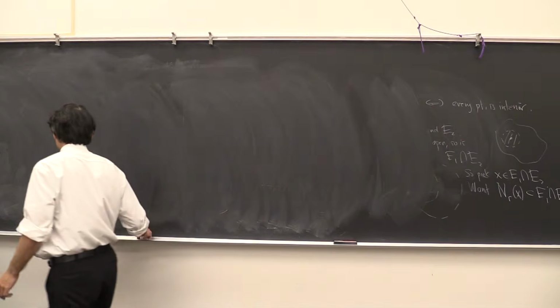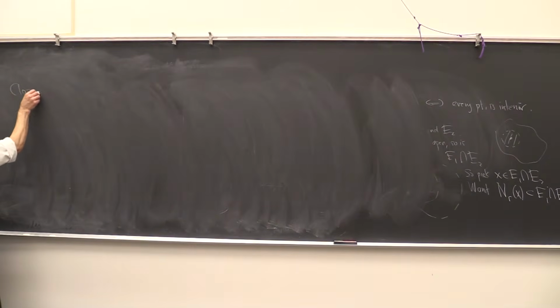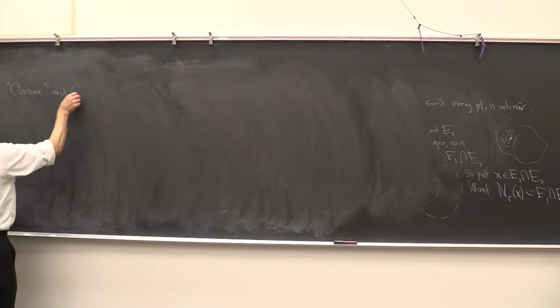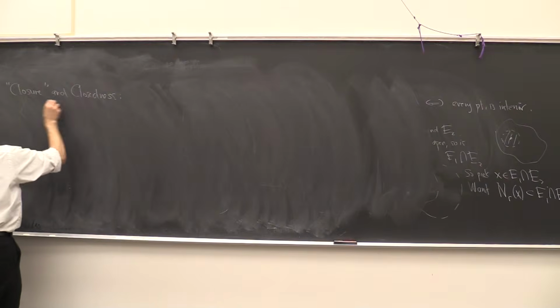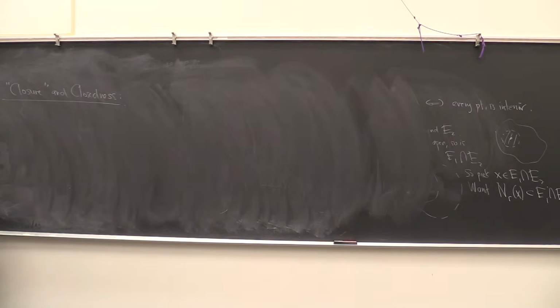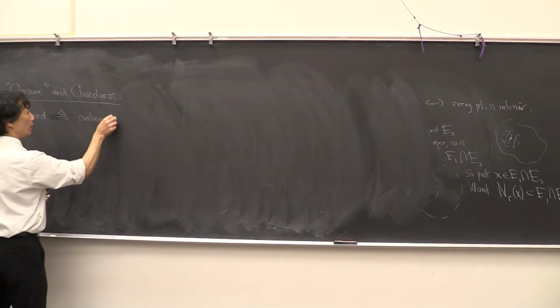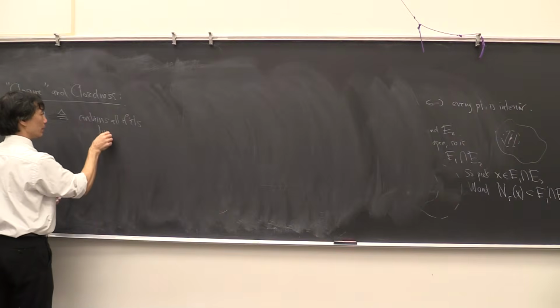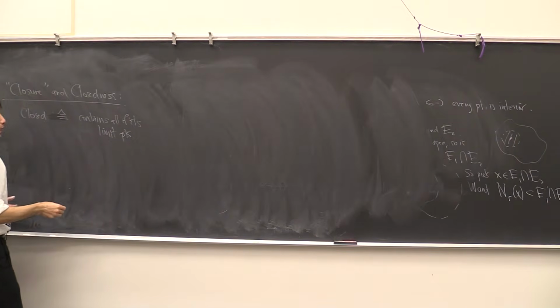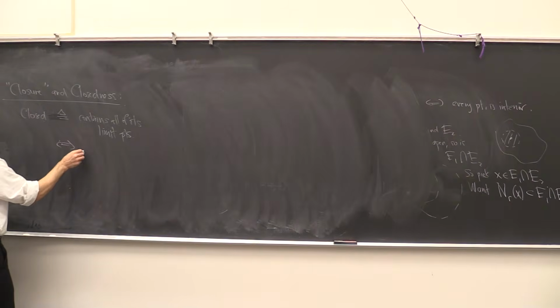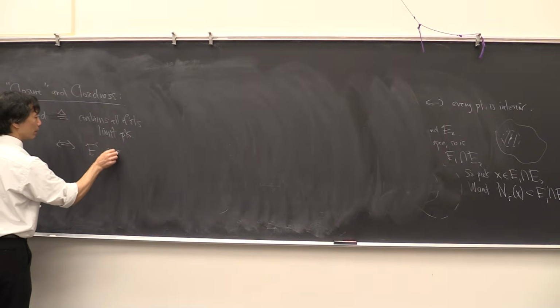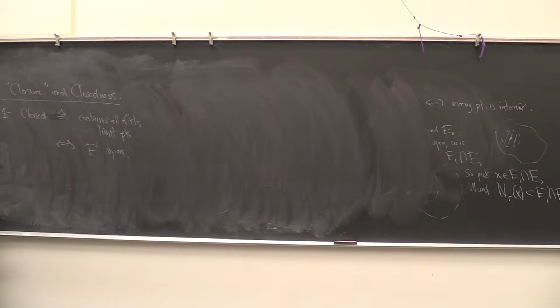Okay. So the next thing we're going to talk about is closure. Closure and closedness. You all know what closed means, right? Closed, we have two definitions at this point. Our definition was that it contains all of its limit points. But we also saw that was equivalent to saying that E complement was open, that every point in the complement was open.